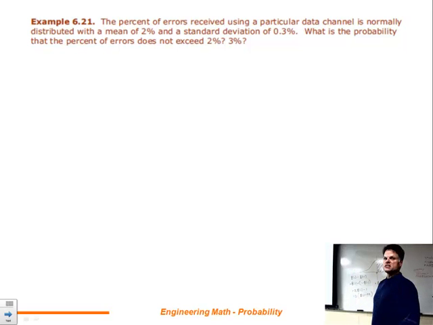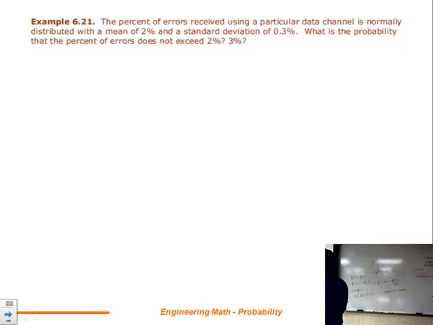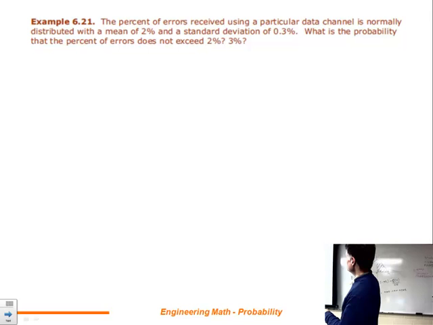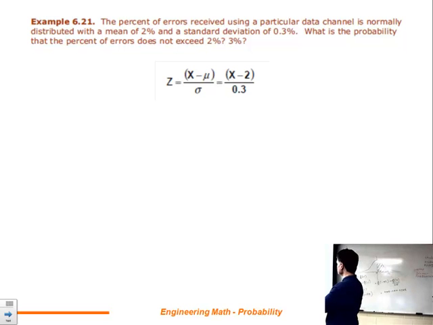Okay. Let's agree on our units. Our units are going to be percents, so 1 means 1%. We can ignore the percent sign and say the mean is going to be 2 and the standard deviation is 0.3. So what is the probability the error does not exceed 2%? Well, this is a non-standard distribution, so we convert it into the standard distribution using our formula, which is z is x minus mu over sigma. That's x minus 2% divided by 0.3%.